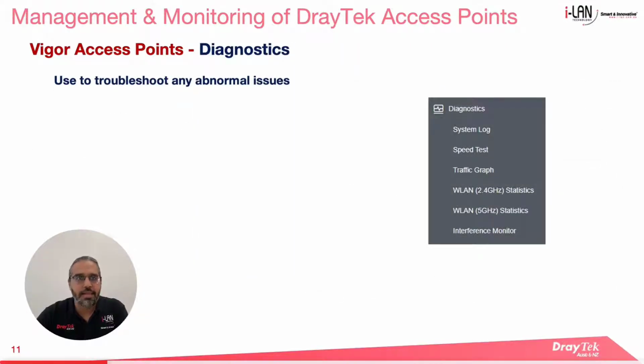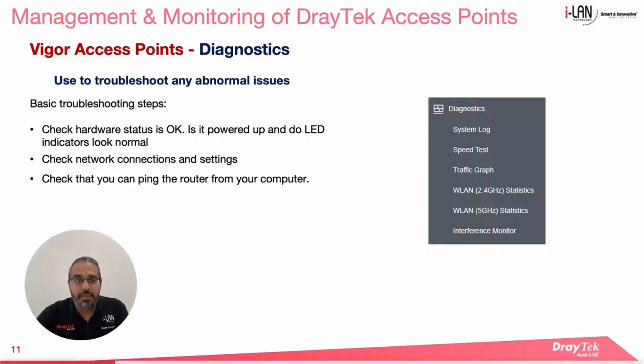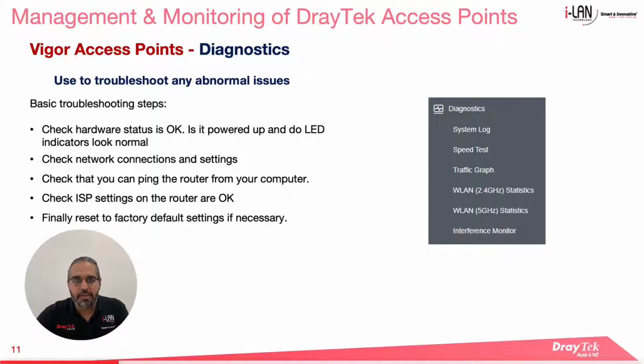Let's take a look at the diagnostic functions in DrayTek Vigor APs. Some of the basic steps in troubleshooting Wi-Fi issues include checking if the hardware status is okay. Is it powered up and do the LED indicators look normal? Checking network settings and connections. Checking that you can ping the router from your computer. Checking if the ISP settings on the router are okay. And finally, a quick reset to factory default settings if required.